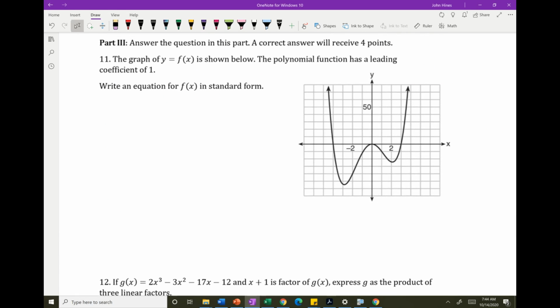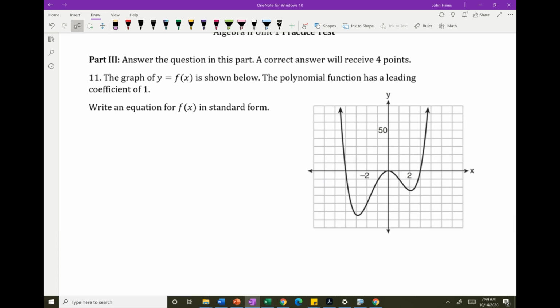2 more. This polynomial has a leading coefficient of 1. Write me its equation in standard form. So if I want to know the equation of this polynomial here, I need its zeros. The zeros are at 3, 0, and -4. So if those are my zeros, -4, 0, and 3, I need my factors.